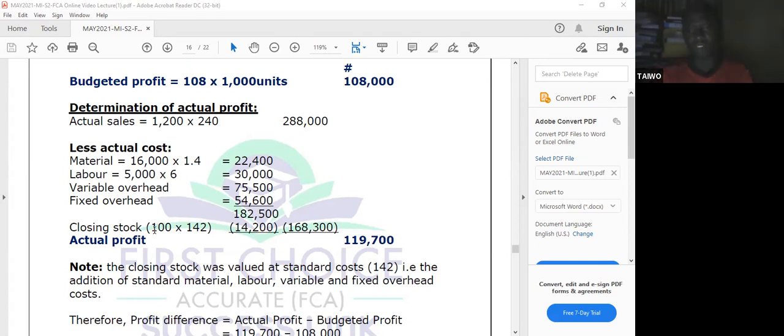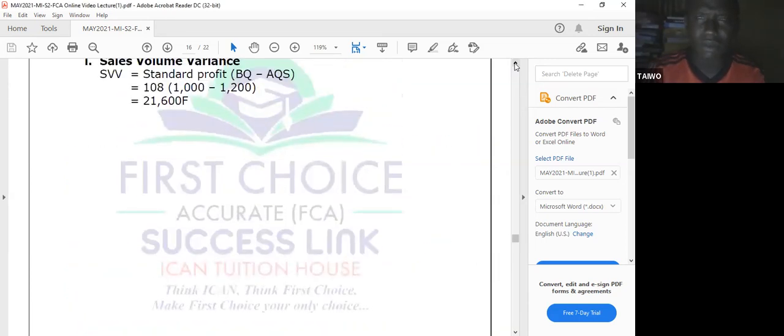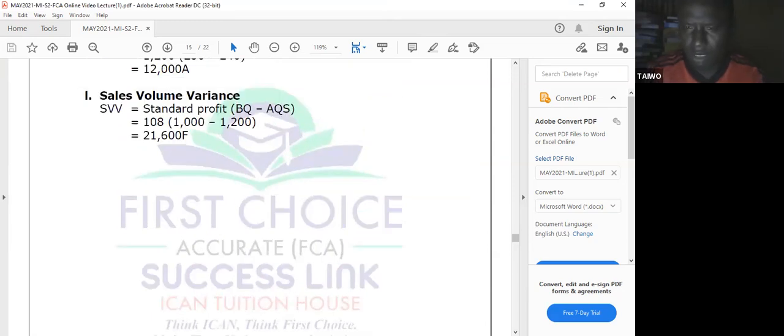But how do we value this closing stock? Because the 100 units is in units already, you need to value it using something. Is that material cost or labor cost or the combination of all these costs? If you have this kind of situation, you now say closing stock is 100 units, right, times how much is the standard cost? Look at it.